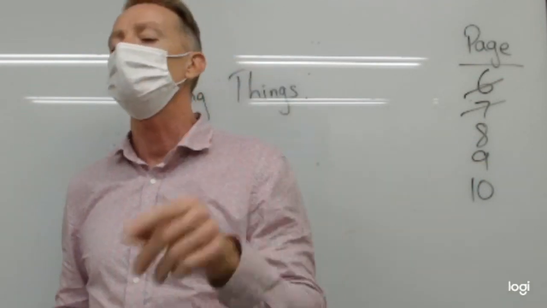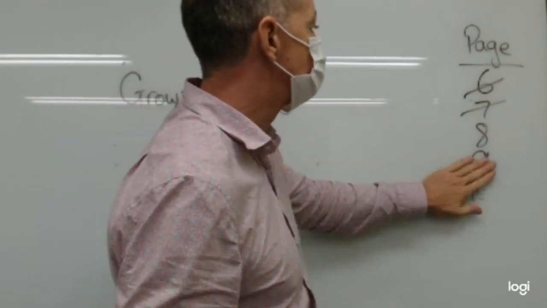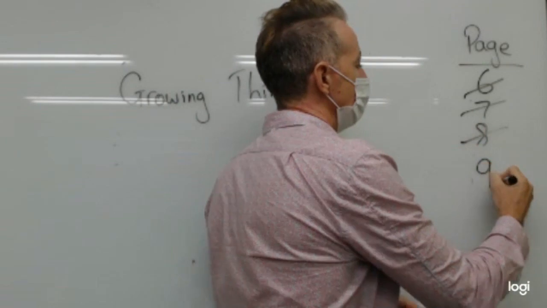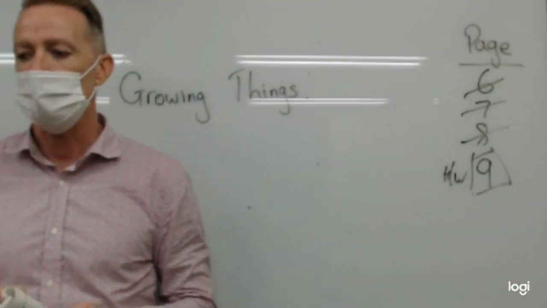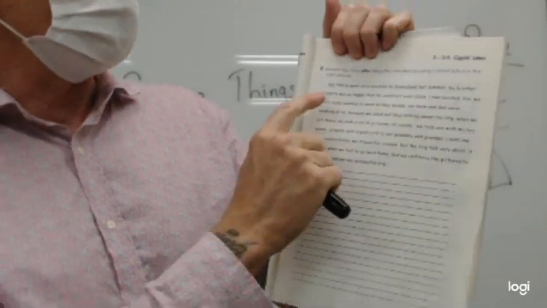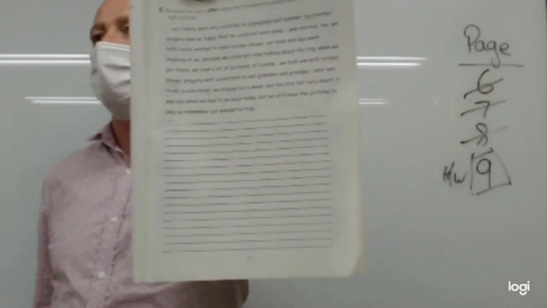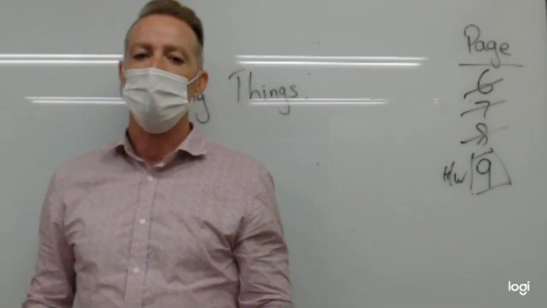Okay, so you have to rewrite and fix all the capitals, okay? Page 9 is homework. So if you are watching at home, please do page 9 for homework. What you should do is go through, circle all the capital letters, and then rewrite the paragraph here, okay? Alright, that is all we have time for today.